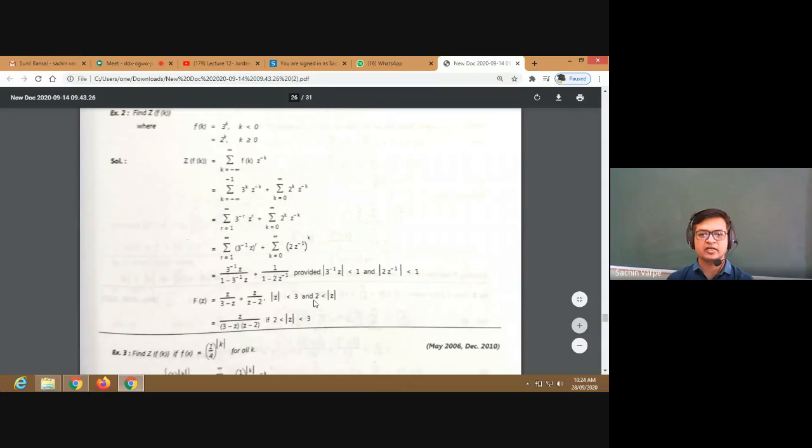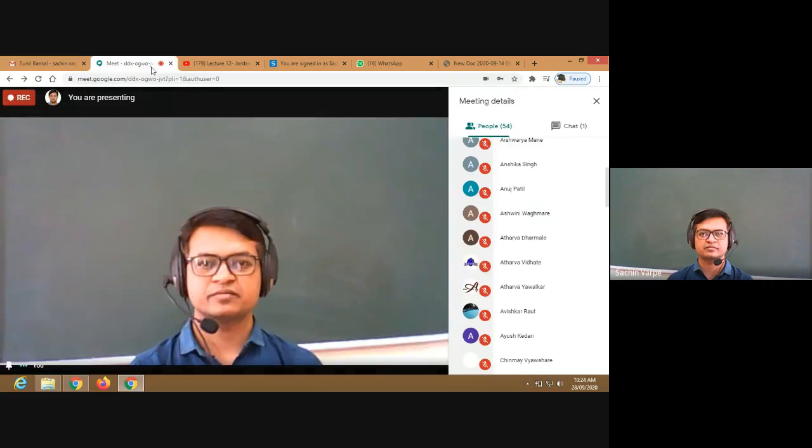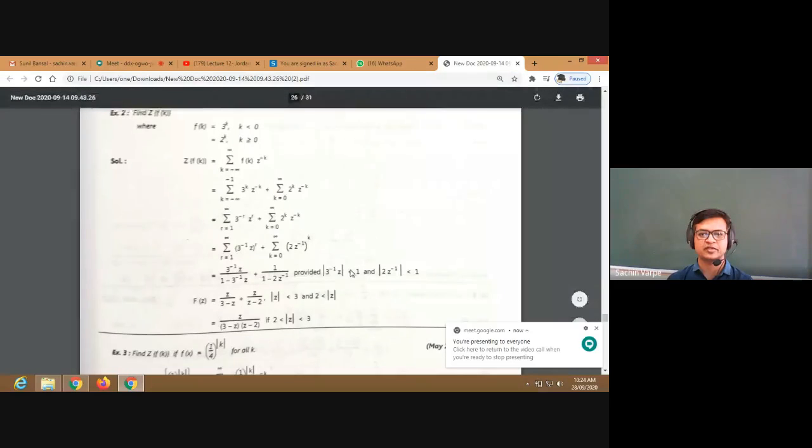So we are getting mod z less than 3 and 2 less than mod z. So by combining this, I'm getting 2 less than mod z less than 3. That is the annulus between the circles of radius 2 and 3. It's an annular part, I can say. And this will be the z transform, z upon 3 minus z into 2 minus z minus 2.